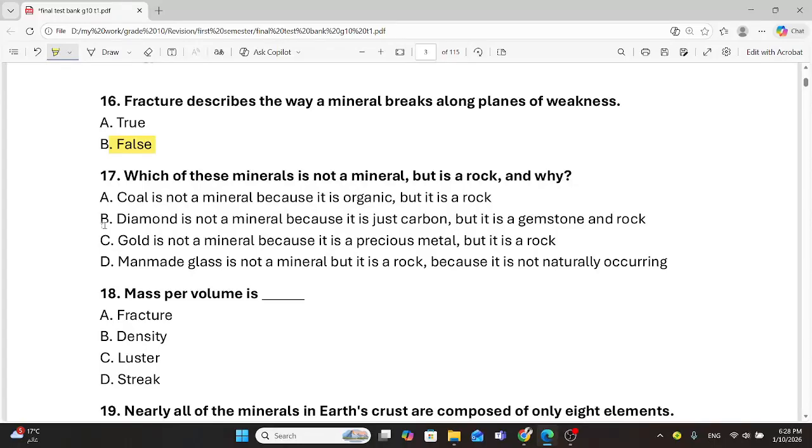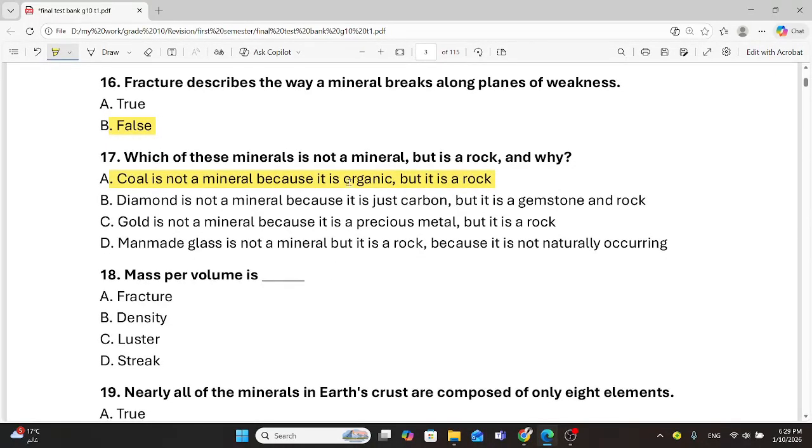طيب which of these mineral isn't a mineral but is a rock and why? The coal isn't a mineral because it is organic but it is a rock. صح؟ ليه؟ لأن هو أورجانيك فما بقاش مينرال ولكن هو روك. طب نكمل الاختيارات. الدايموند isn't a mineral، لا الدايموند mineral، يبقى الاختيار ده غلط. الجولد isn't a mineral، جولد mineral. طيب المان ميد glass isn't a mineral but it is a rock because it is not naturally occurring. وبيقول isn't mineral but it is a rock، هتبقى الكول.